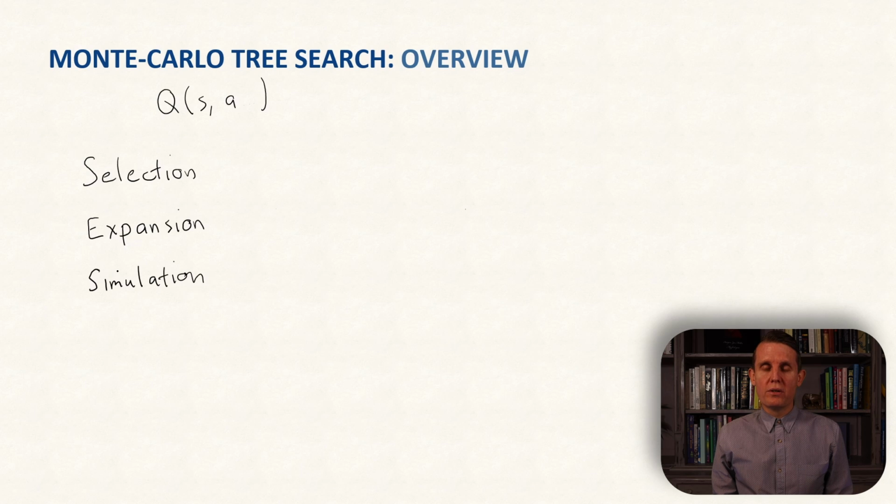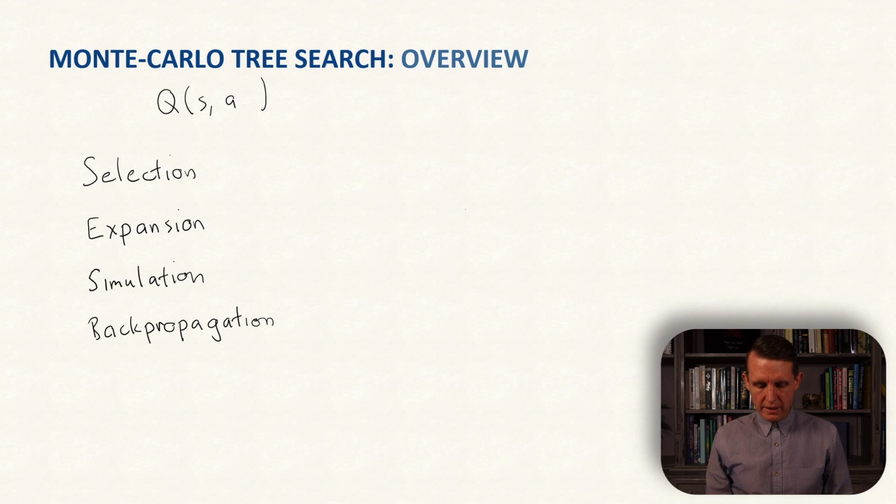From the expanded node, we do a Monte-Carlo simulation that goes all the way to a terminal state. We add up all of the rewards that we get along that simulation and return. Then in the fourth step, we backpropagate that reward to the root node. Let's look at how these 4 steps iterate to construct a tree and how that can be useful. So the first thing we have to do is select.